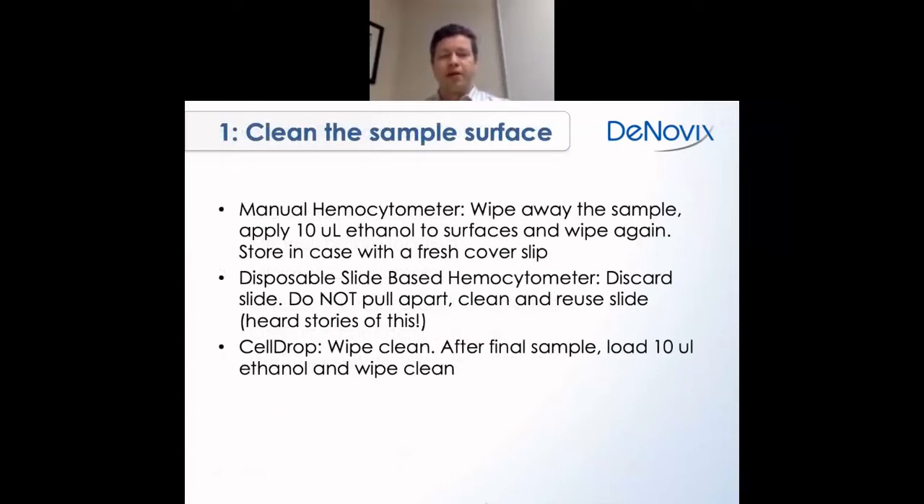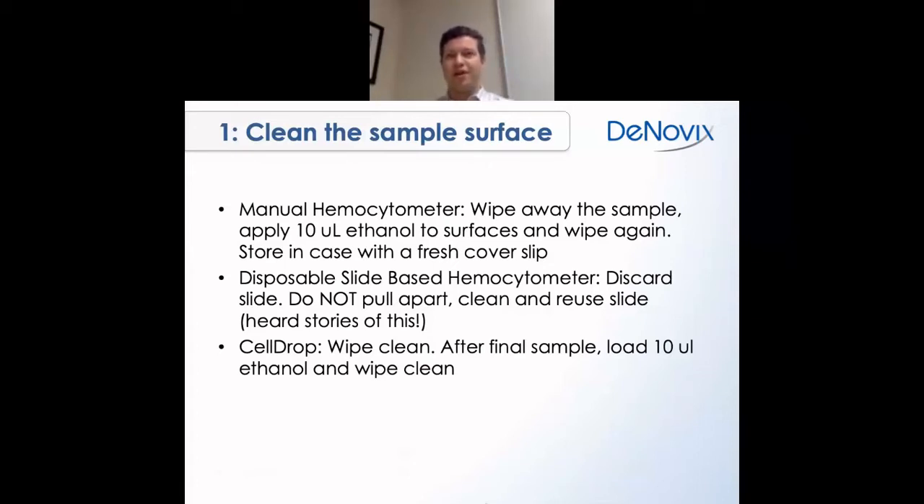So tip number 1, cleaning the sample surface. If you're talking about a manual hemocytometer, you just wipe away the sample with a Kim wipe, apply some ethanol to the surfaces, either on the Kim wipe or load it separately, wipe it again. And then when you're done, you put on a fresh cover slip, put it in the case, put it back on the shelf. Easy. With a disposable slide-based hemocytometer, you need to discard the slide when you're done.